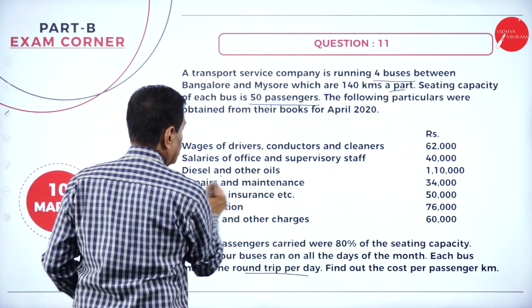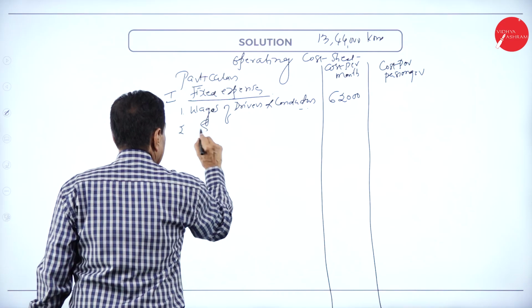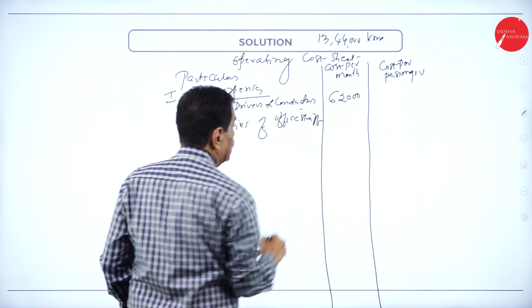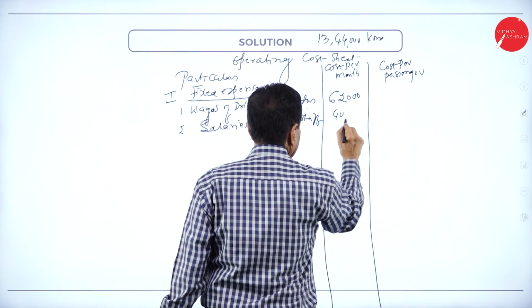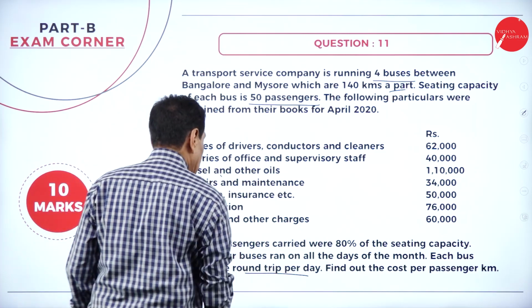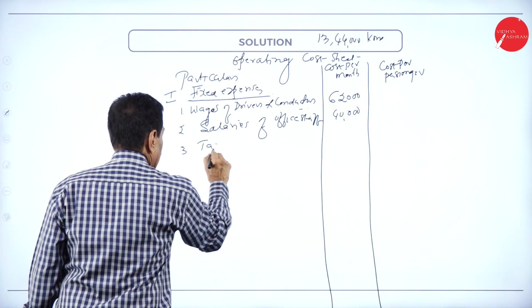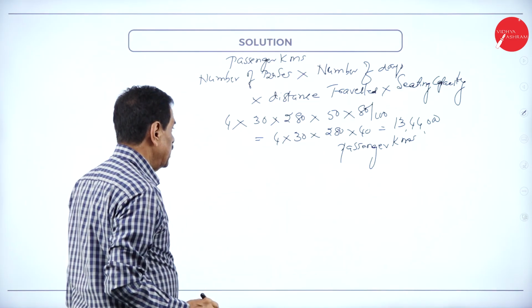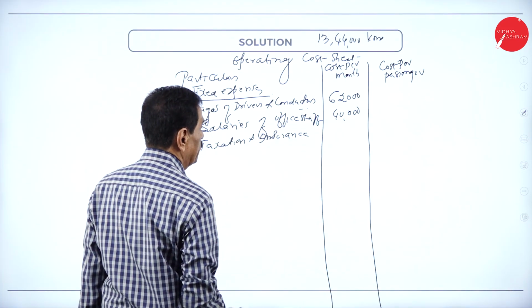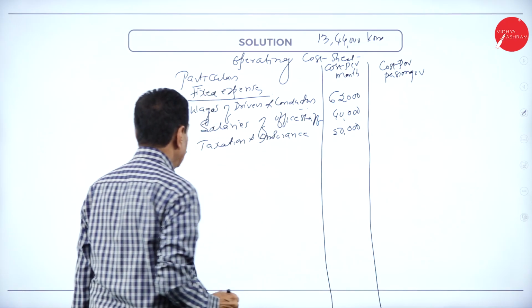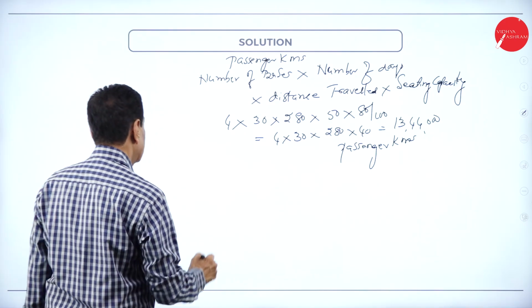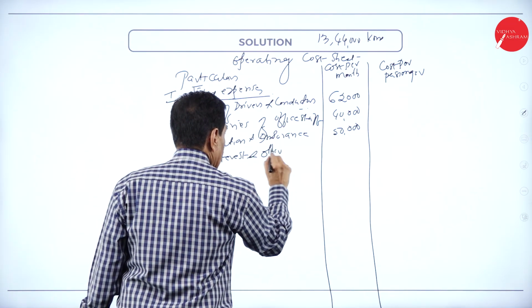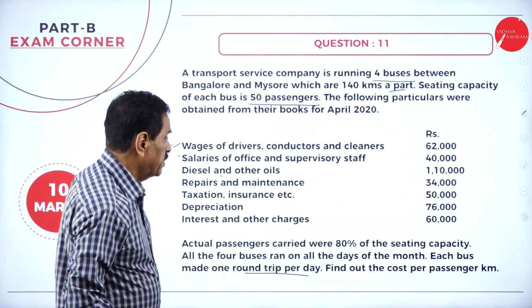Number 2, salary of office and supervisory staff. You can write salaries of office staff. Salary of office staff, it will come 40,000. Then taxation and insurance, 50,000. Then interest and other charges, all fixed, 60,000.